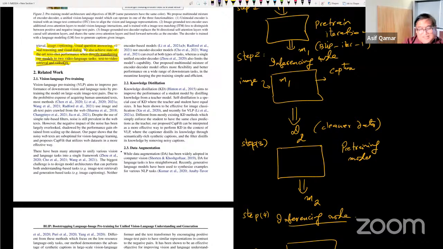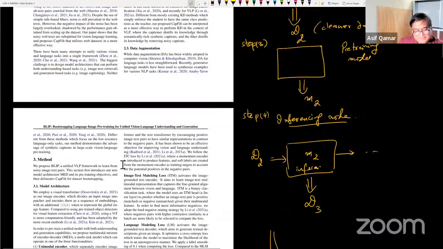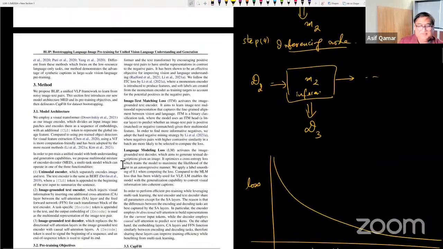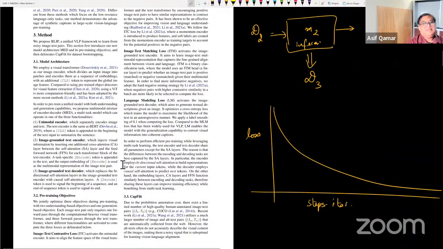All right. I'll ignore the related work, etc. Let's go to the method. So how do they do that? We have done the introduction and related work. I'll leave it to you to read. We propose BLIP, a unified framework, and then delineate CapFilt. So the captioning and filtering, they call a new feature CapFilt for dataset bootstrapping.